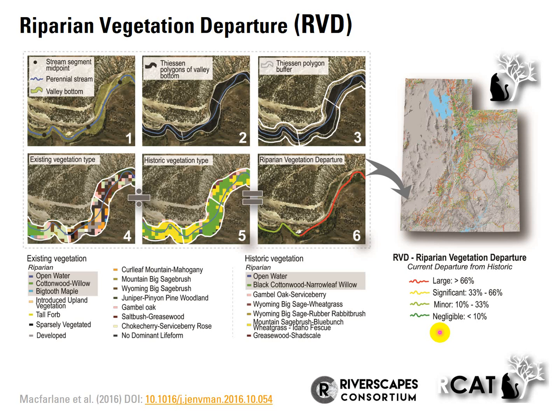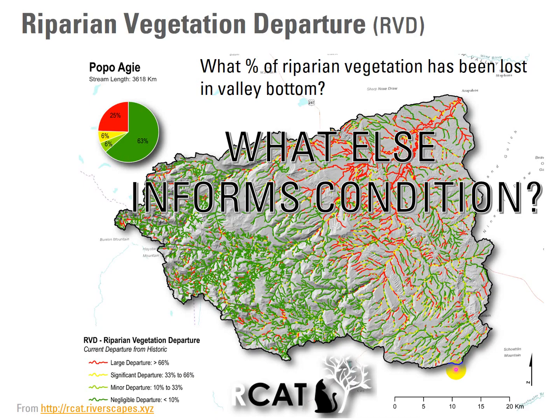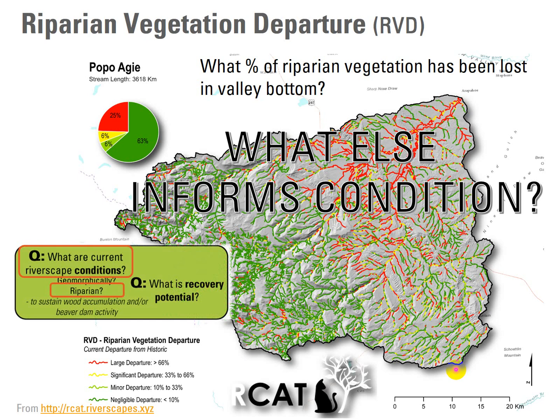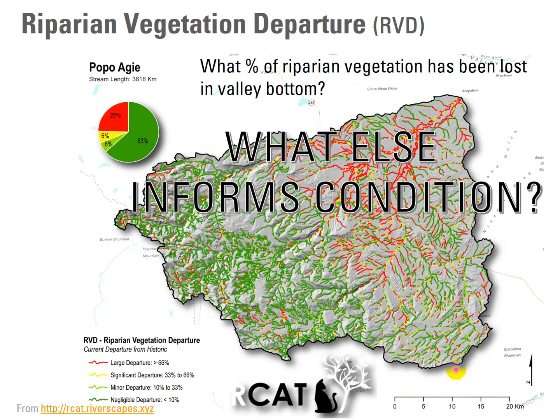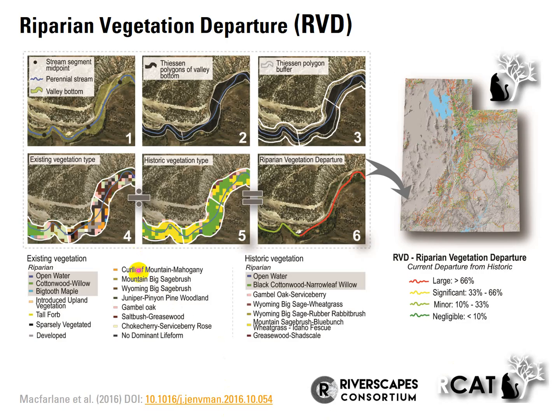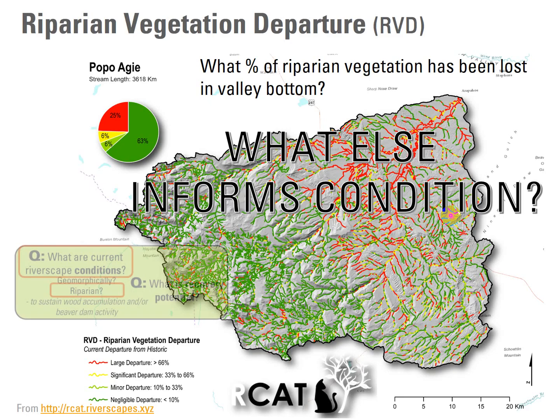That's one of the lines of evidence that's used in RCAT. What else informs riparian condition? Well, one of the things is, if we take a closer look at those vegetation classes, I kind of glossed over this right here, but there's actually quite a bit of detail in terms of what communities: Gambel oak, serviceberry, Wyoming big sagebrush wheatgrass, the saltbush greasewood, etc. So there's quite a bit of detail on what those things were.